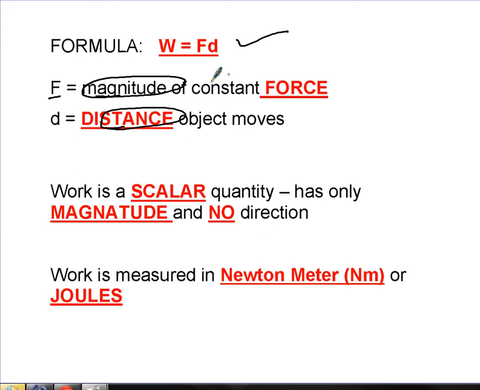Now you remember magnitude just means number. We'll take our direction from our free body diagrams. So this is always going to be positive. Now work is a scalar. It has magnitude, but no direction. And we always measure work in Newton meters or joules. In this class, we're always going to use the capital J.